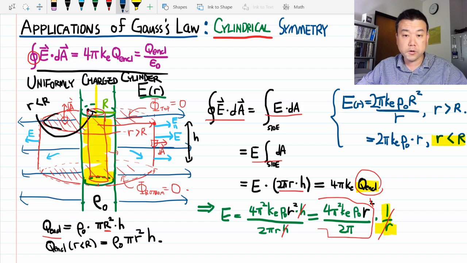In the next video, we'll look at the last of the 3 symmetrical geometries where we can use Gauss's law, and that'll be the planar geometry.